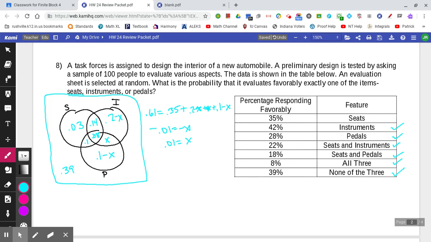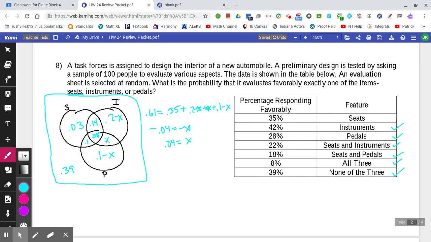And then going from there, hold on just a second. Sorry about that. I did my calculations wrong. I was trying to do two things at once and typed them into the calculator wrong. 0.61 minus 0.35 minus 0.2 minus 0.1 is actually negative 0.04. So this is going to give me 0.04 for what x is equal to.